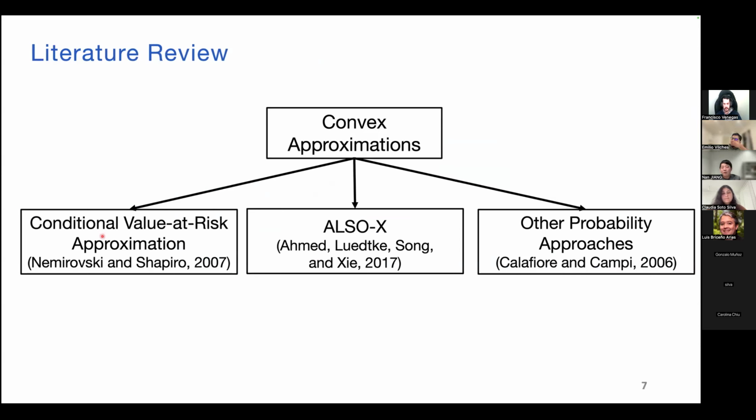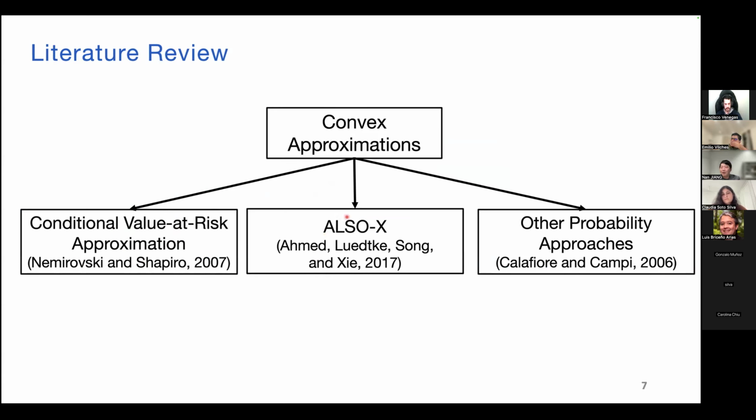And the first of all is a very famous one. It's called conditional value at risk approximation. It was proposed by Professor Nemirovski and Professor Shapiro in 2007. And this is also known as the CVaR approximation. And there's another heuristic. We are going to name it as also X.